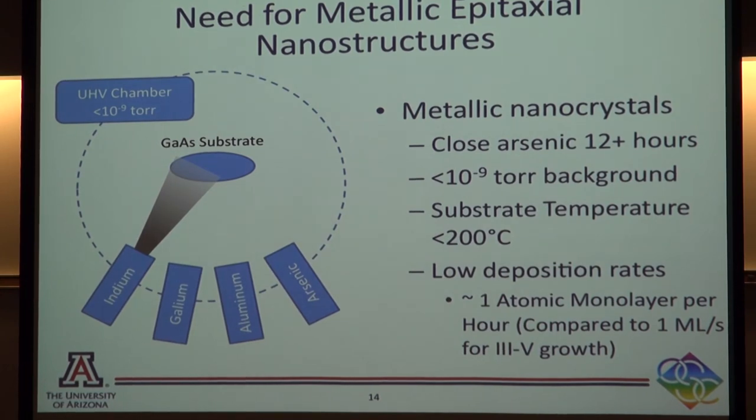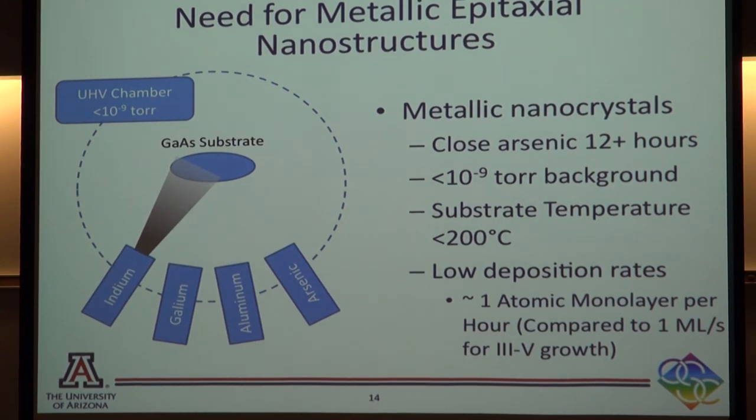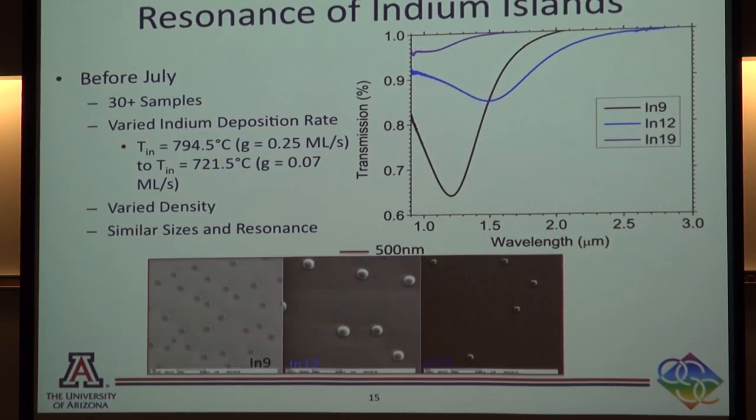Let me go back, since I jumped over it, to refer you to the picture. It's the same chamber, with a gallium arsenide substrate, and our indium, gallium, aluminum, and arsenic. The recipe to grow the best metallic nanostructure is to close arsenic for up to 12 hours, so you do not have any arsenic left whatsoever. Then have a 10 to the minus 9 background and grow with one atomic monolayer per hour deposition rate, which is pretty crazy growth parameters.